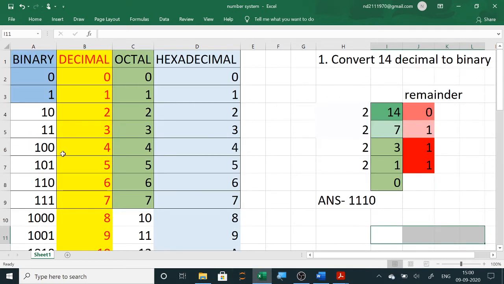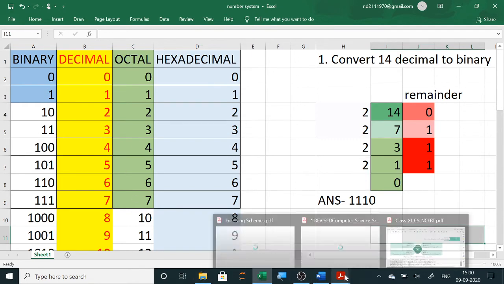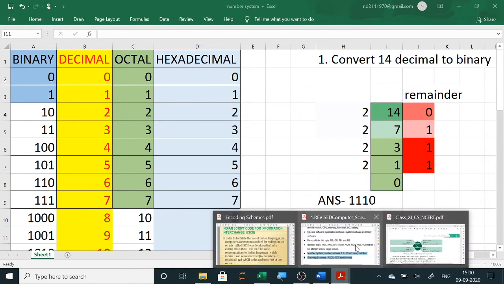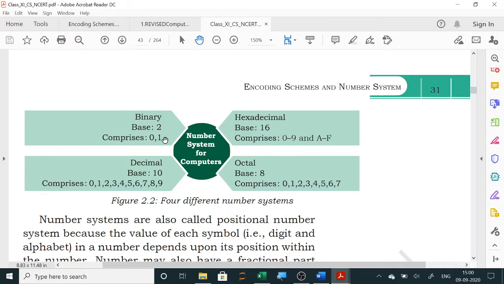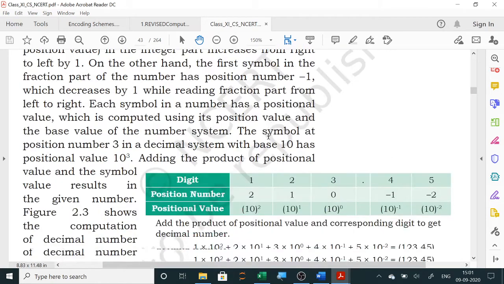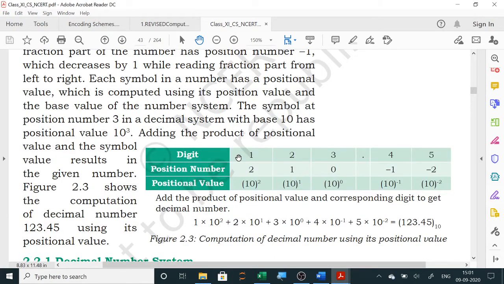So now conversion from one unit to another also we have to learn. So let us see here how it is. Now here the 4 number systems, base already we have seen. For binary it is 2, decimal it is 10, octal 8, and hexadecimal 16. So here first one by one we will see. So here you can see the decimal number system.